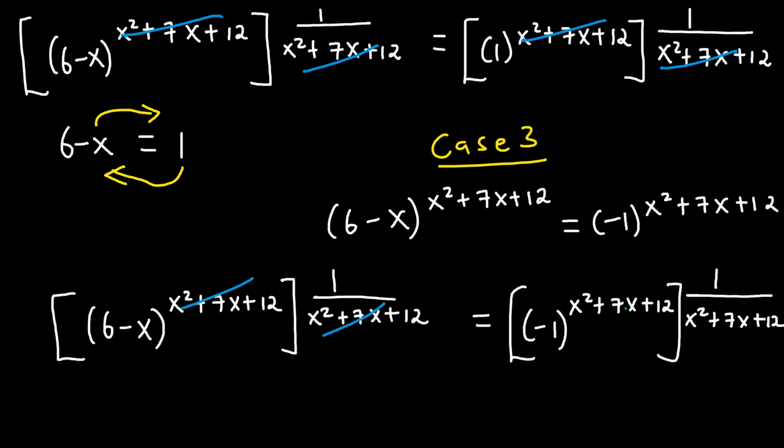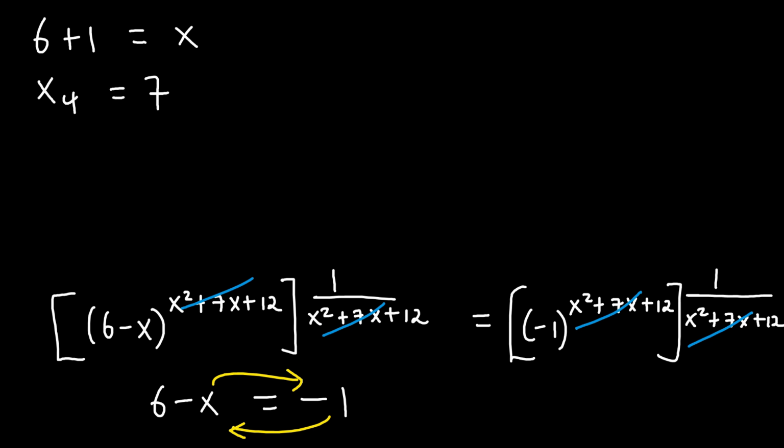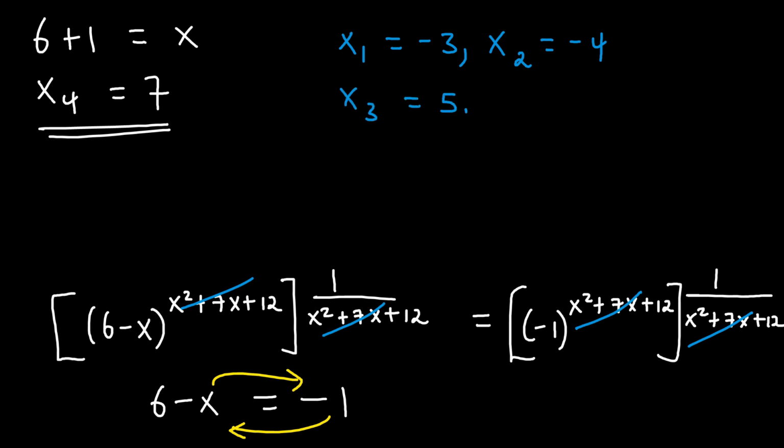This will cancel, and so on the left hand side we shall remain with 6 minus x equaling to negative 1. And now we can take negative x to the right hand side and bring negative 1 to the left hand side. And this will give us x plus 1 equaling to positive x, and therefore x4 will be equal to 7. So the values of x we have are x1 equaling to negative 3, x2 equaling to negative 4, x3 equaling to positive 5 and x4 equaling to 7.